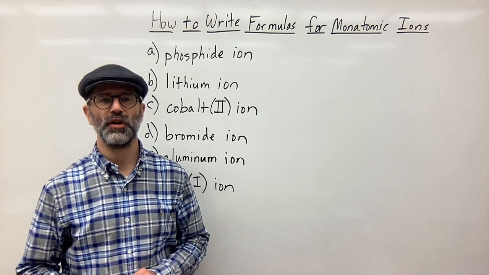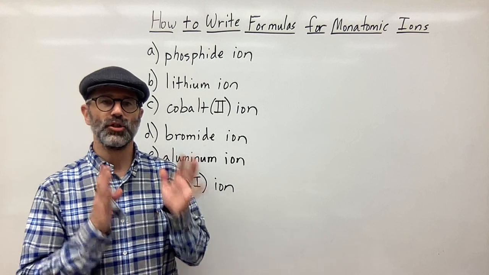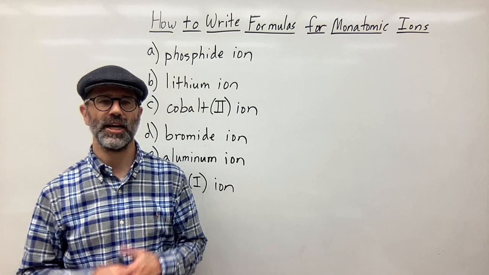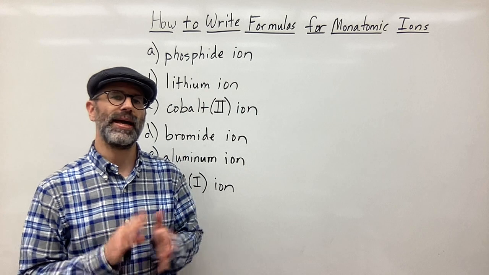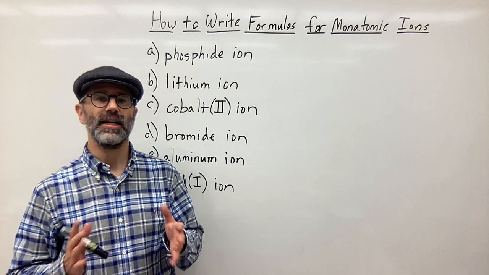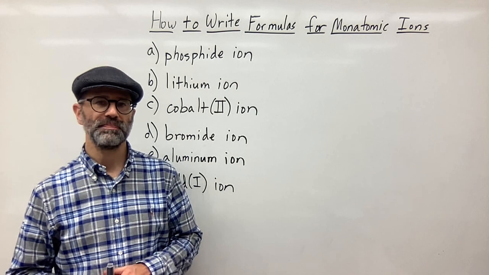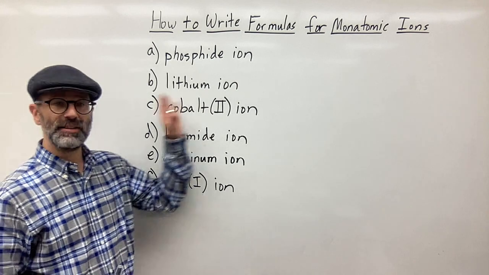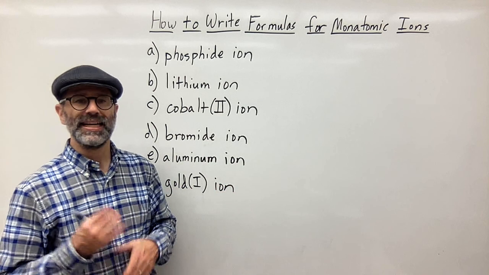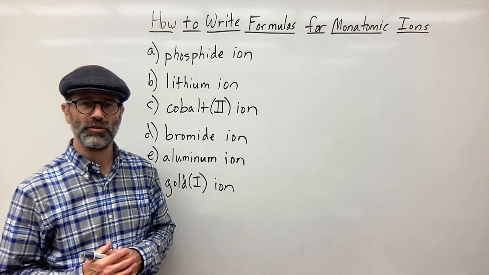So in my previous video I showed you how to go from the formula to the name for a monoatomic ion, but now we're going to go in the reverse direction. Here we're given the name and we want to write the formula. We want to write the ion itself with the charge. So we're going to translate the name into the formula. In this case, it seems to be a little bit easier to do that.